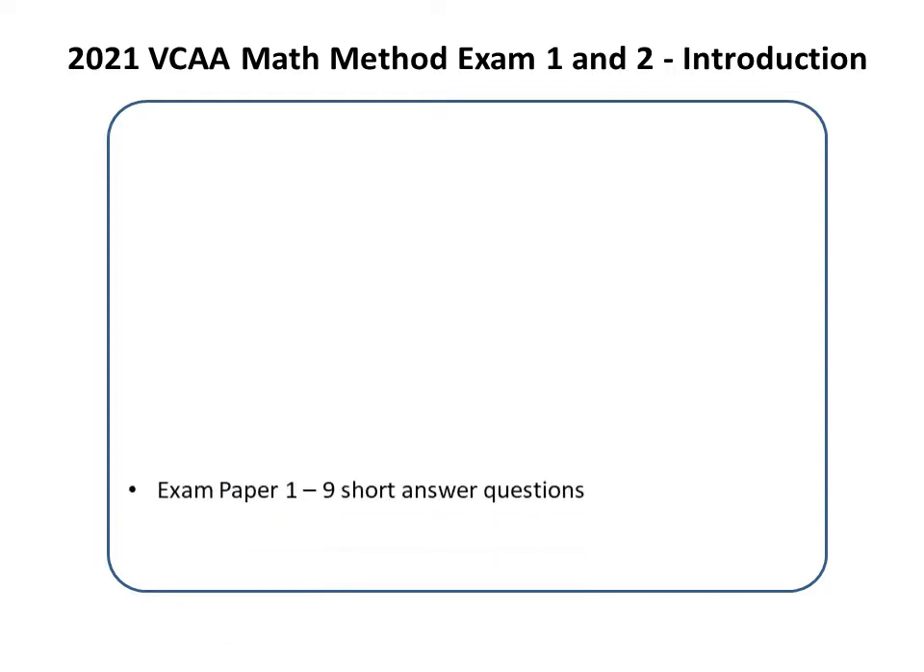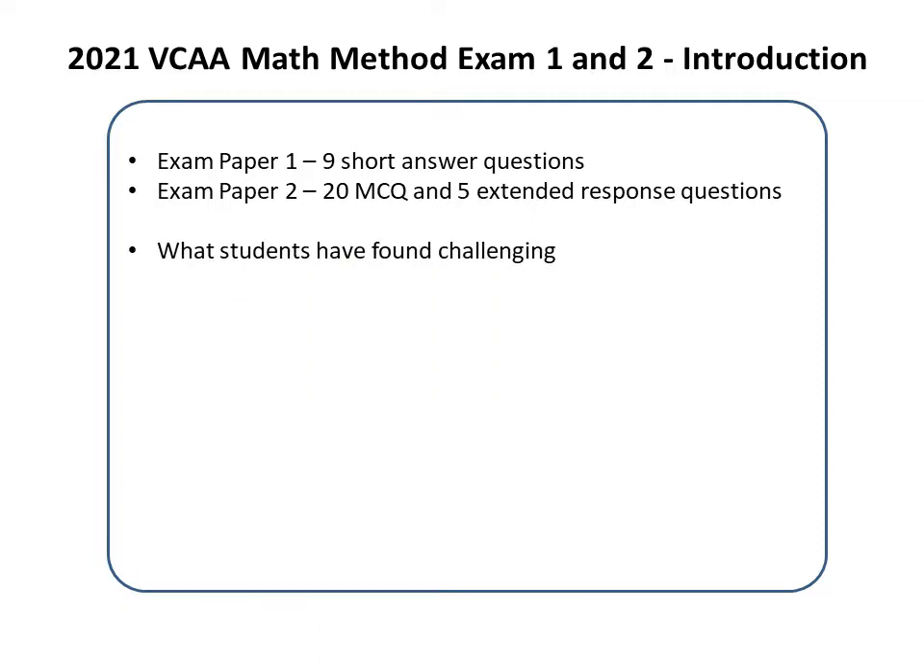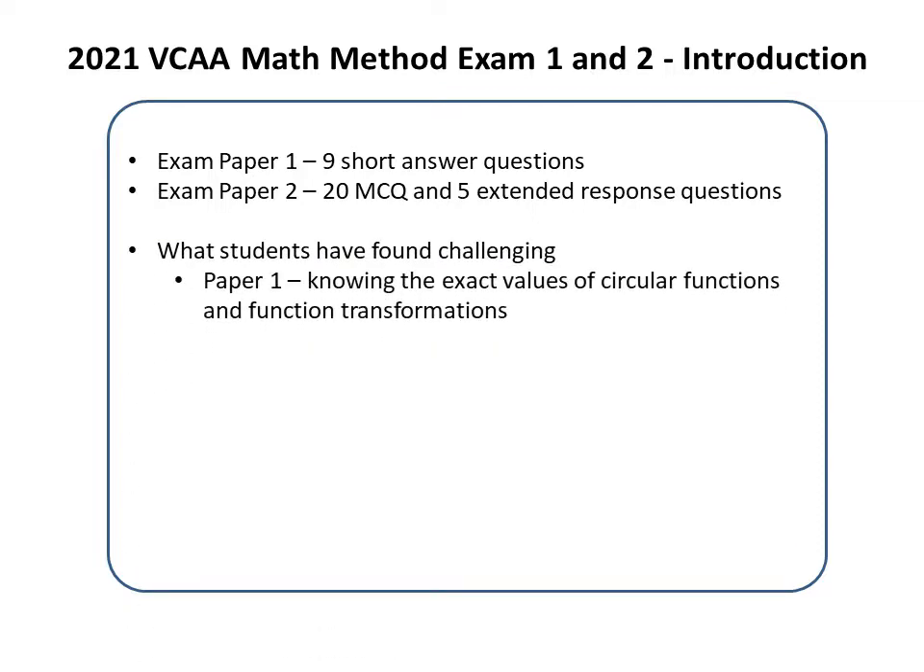The first paper consists of 9 short answer questions, while the second paper consists of 20 multiple choice questions and 5 extended response questions. In exam paper 1, knowing the exact values of circular functions as well as function transformations are challenging to most students.